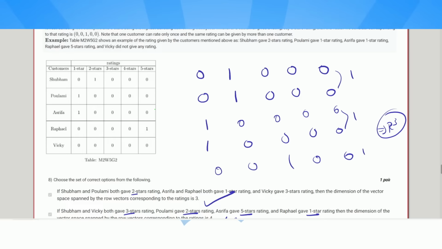If Shubham and Paulmi both gave 2-star rating, Asifa and Rafael gave 1-star rating, and Vicky gave 3-star rating, then the dimension of the vector space is given by the matrix. Let's see what is the dimension. Dimension means the number of columns having pivot entry. Here you can see the first two rows have the same pivot entry. We can apply RREF, then one will be 0 and one will remain. So we can see clearly there are 3 columns having pivot entry after RREF. So the dimension will be 3.